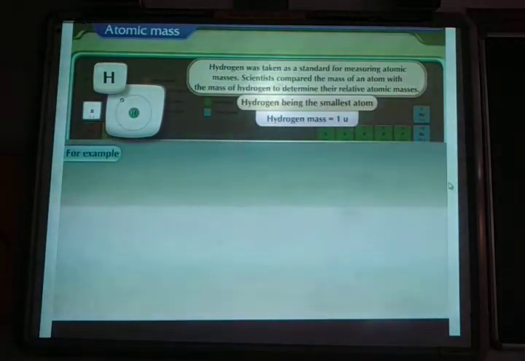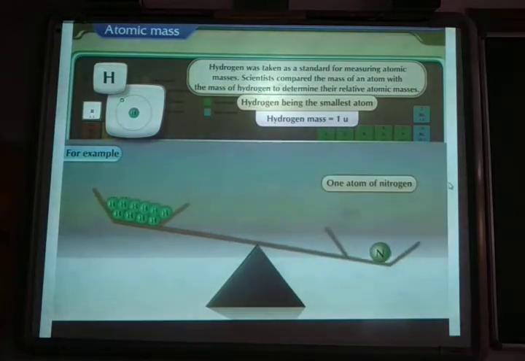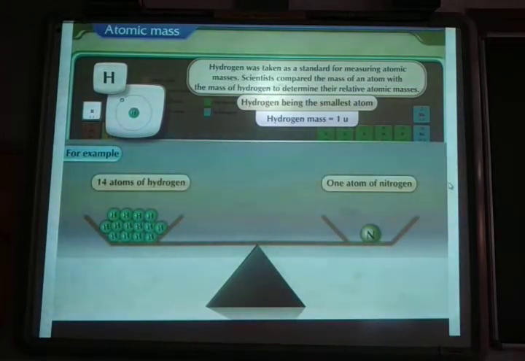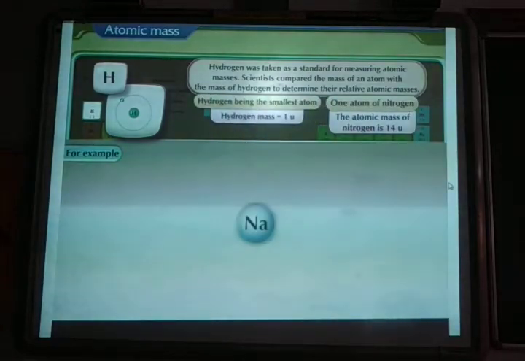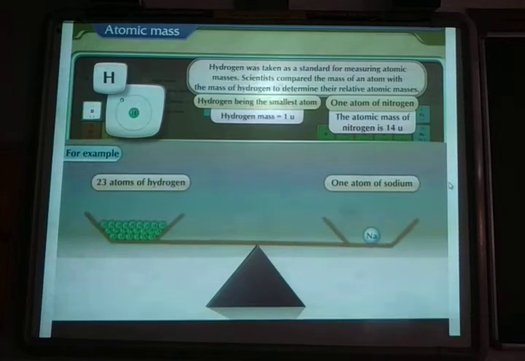For example, if 1 atom of nitrogen weighs as much as 14 atoms of hydrogen, then the atomic mass of nitrogen is 14 units. Similarly, if 1 atom of sodium weighs as much as 23 atoms of hydrogen, then the atomic mass of sodium is 23 units.